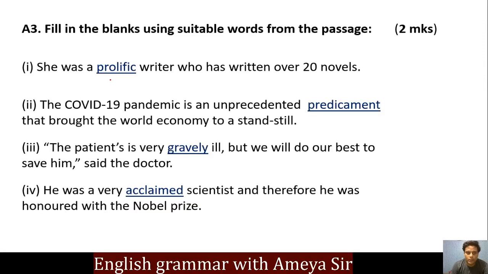Okay, she was a prolific writer. The COVID-19 is an unprecedented thing. It brought what? Predicament. The patient is very gravely ill. Okay, the patient is very gravely ill. He was a very acclaimed scientist. Okay, so I'm sure you got all four.